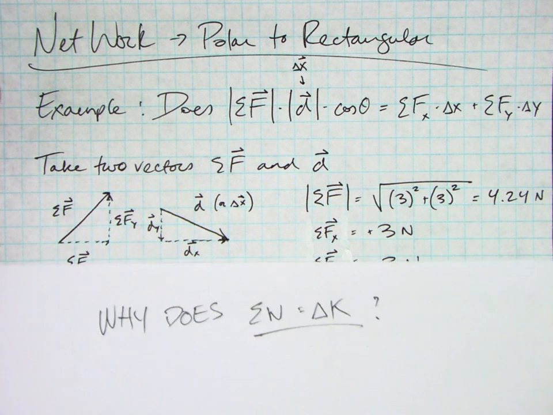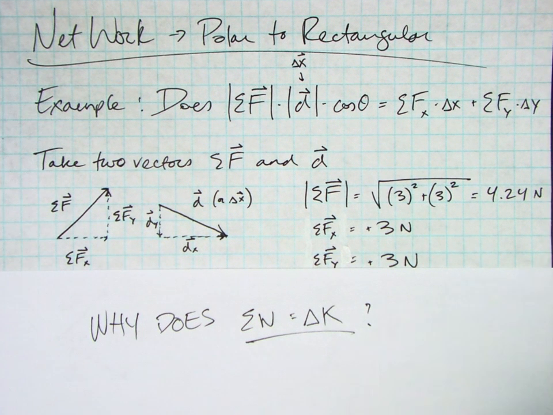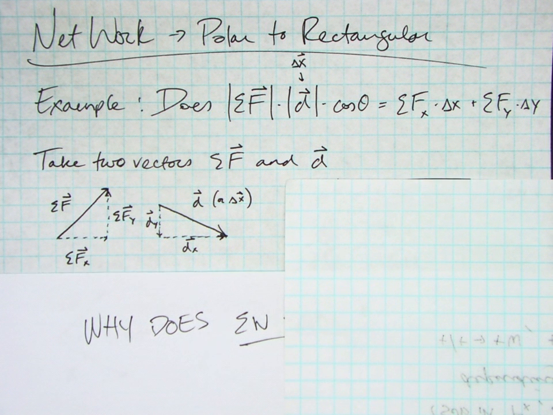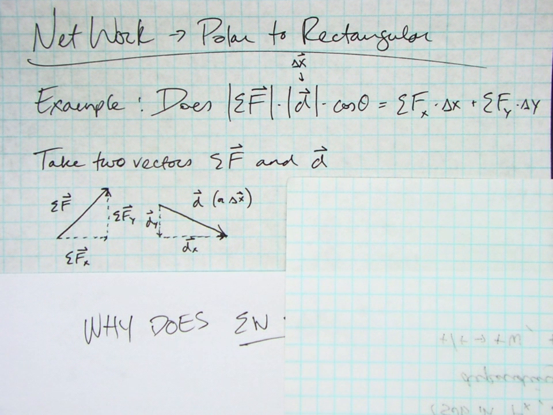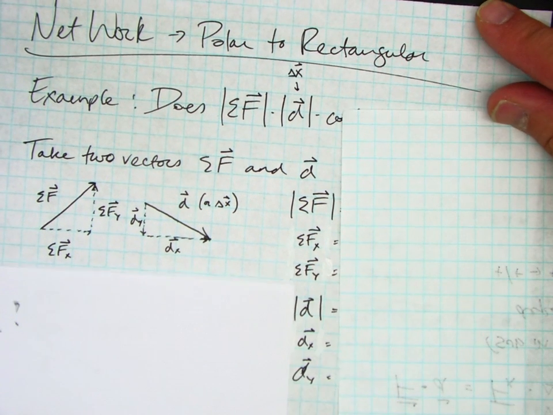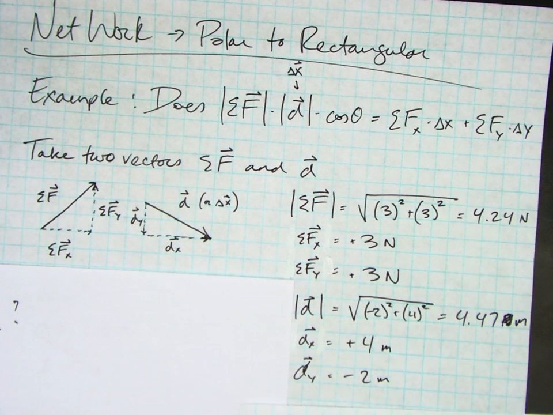So let's take two vectors, f and d. We're going to use the grid here in terms of our relative magnitude. So f is up and to the right. It's got an f of x of positive 3 and an f of y of positive 3. And then d is down and to the right, so it has a dy of negative 2 and a dx of positive 4.